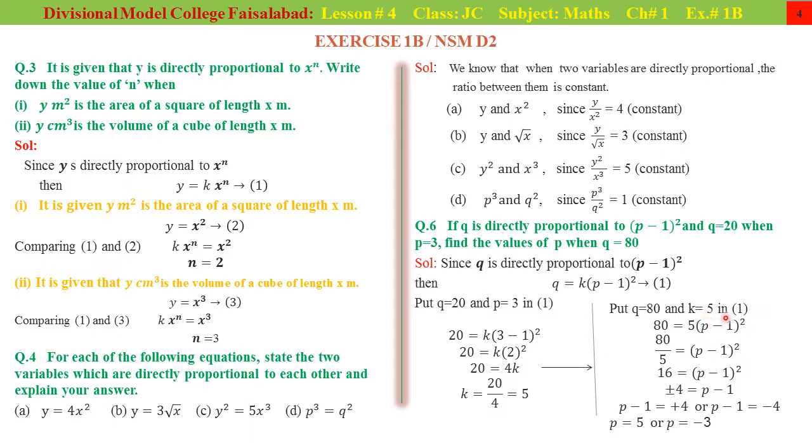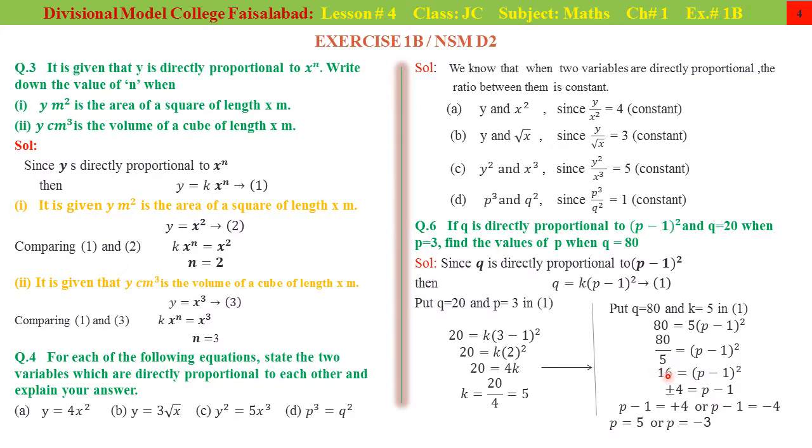This is within the bracket, and this bracket is being multiplied by 5. So before removing this bracket, we need to remove this 5 from here. When we bring this 5 from right hand side to left hand side, on this side it is being multiplied, and on this side it will be divided. 80 divided by 5 is equal to 16, is equal to p minus 1 whole square. So to remove this square, we will take square root on both sides.